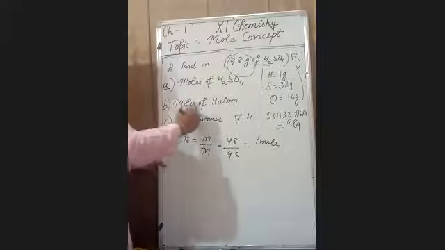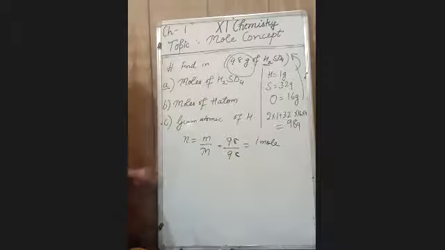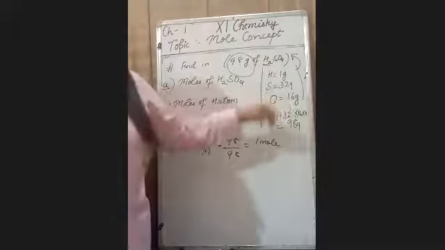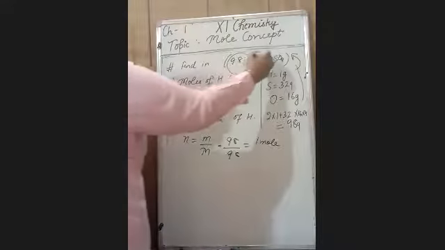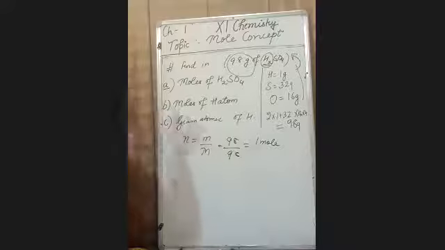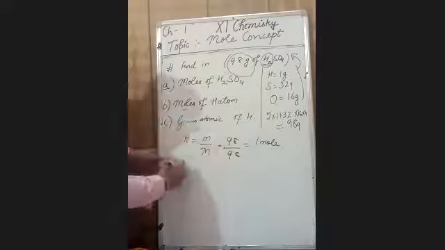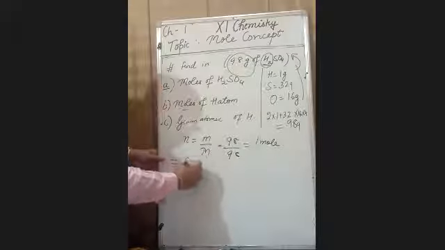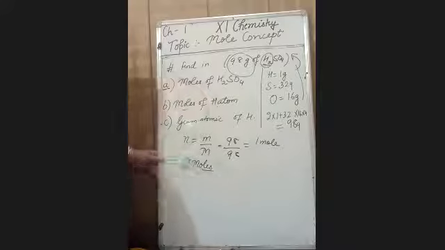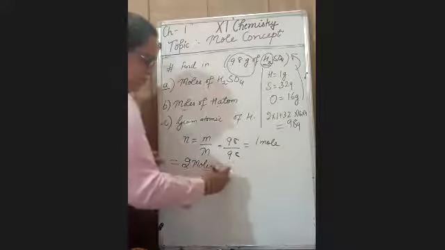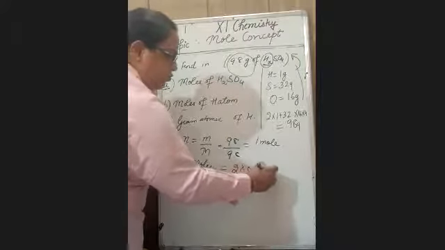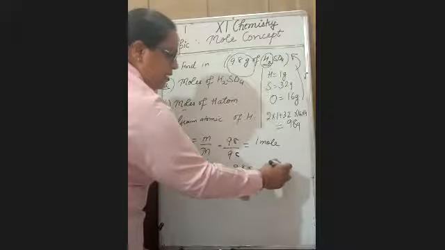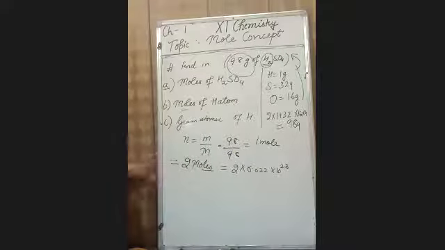Second question, moles of hydrogen atom. In this molecule, if you see how many hydrogen moles are present, it will be 2 moles. And in 2 moles, how many atoms? 2 into 6.022 into 10 raised to power 23 atoms.